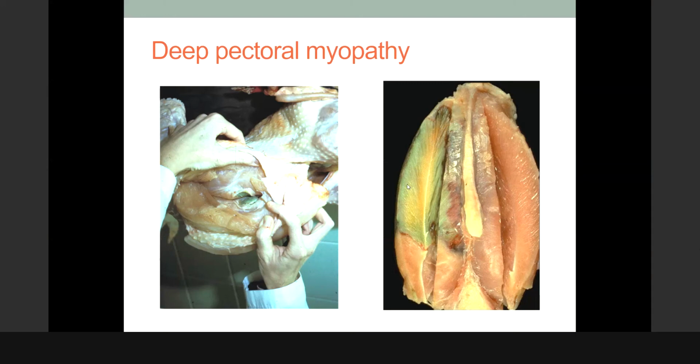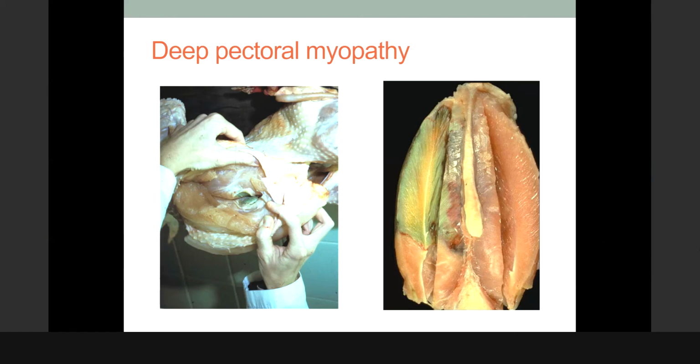Okay. And then for deep pectoral myopathy, you have to differentiate it from vaccination side effects, because if you do intramuscular injection of vaccine, you also inject them at the breast muscle. Sometimes it also causes necrosis of the area of the breast muscle. If you have a contaminated needle or something, you will have some caseous material inside there. So you have to differentiate it from vaccine problem.